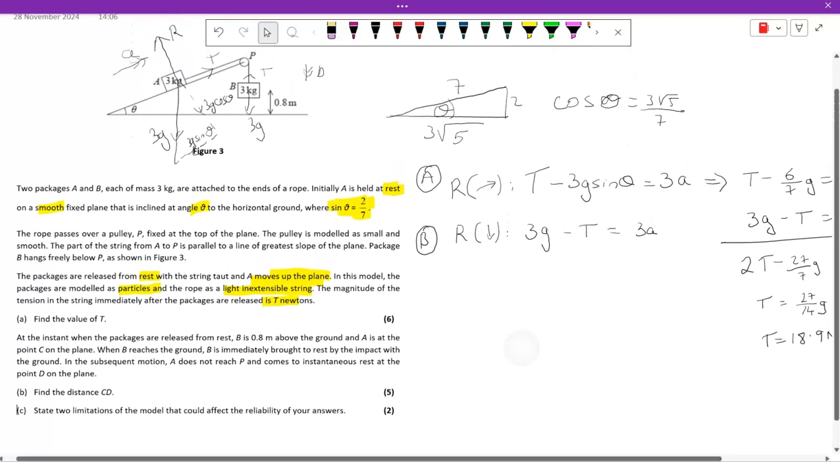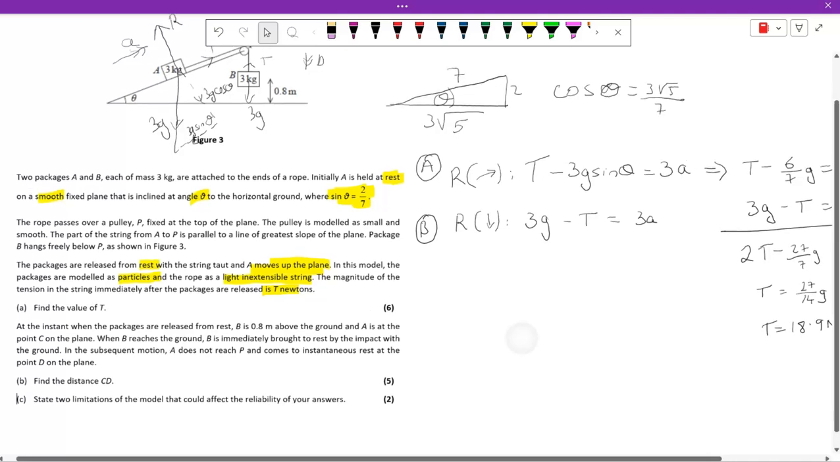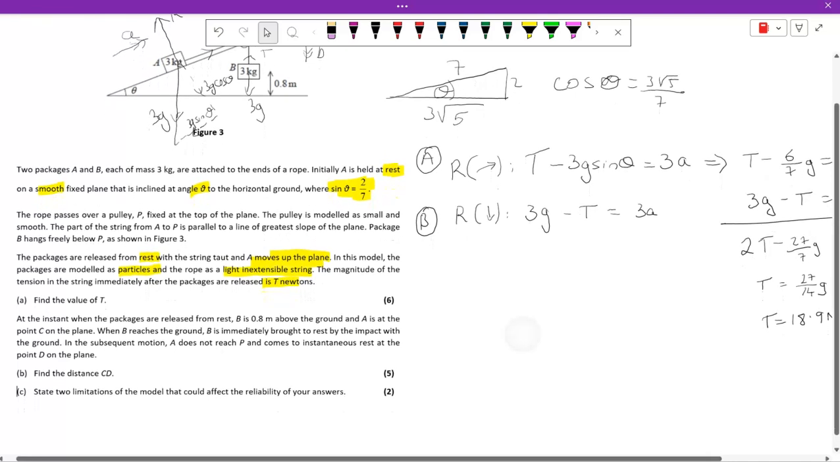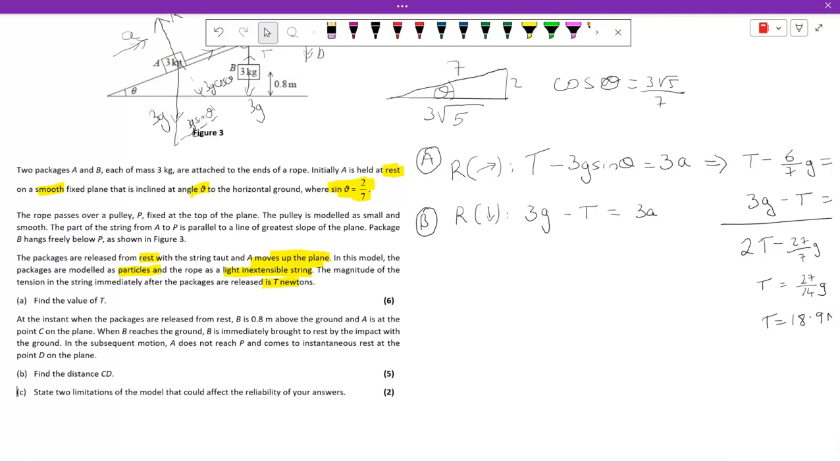So this is a multi-phase problem. What's going to happen is that A is going to move up the slope while B moves vertically down. But when B hits the ground, A is going to carry on for a little bit, and then it's going to stop. And we're going to work out where it stops.